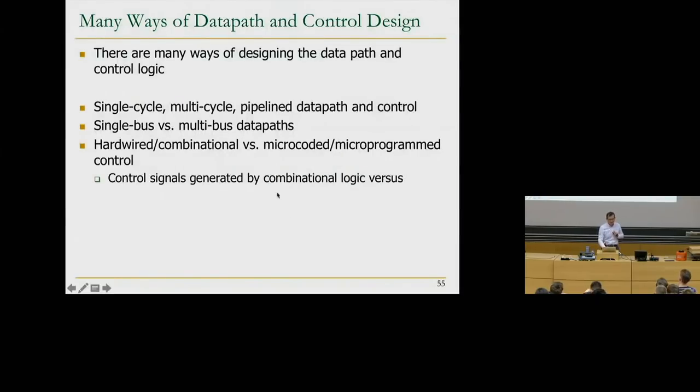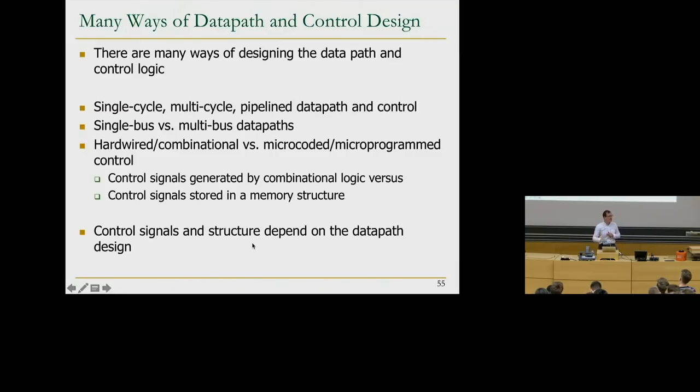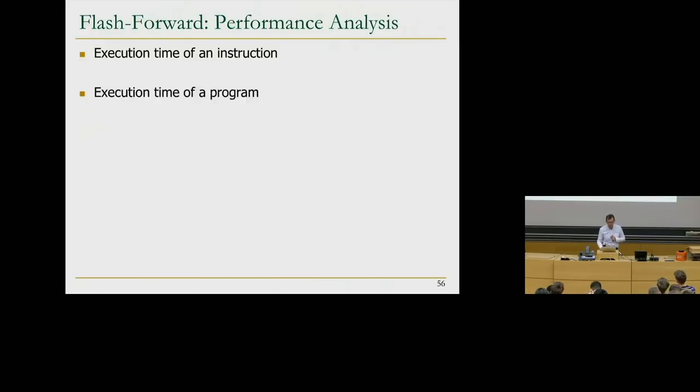What does this mean? Basically, hardwired means control signals are generated by combinational logic, or you could access a memory structure to get the control signals. Basically, you have this instruction that you're decoding. You want to get the control signals for the next clock cycle or this clock cycle. Do you have a decoder that's combinational that generates the control signals, or do you access a memory location to get the control signals? And control signals and the structure depend on the data path design, as we will see in a little bit. We're going to design the data path and the control. But before we jump into that, let's do a little bit of performance analysis so that you can appreciate this a little bit more. So what does performance mean?